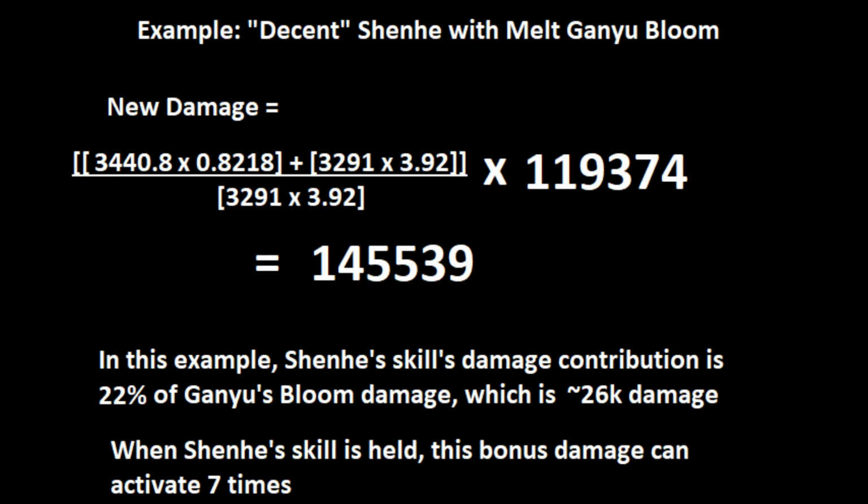and keep in mind that when Shenhe uses her hold skill, you can get the bonus damage 7 times. Now, this applies for all cryo damage, so if you do the bloom with Ganyu and hit 7 targets, it'll use up all that damage at once. If you hit 1 target with both Ganyu's bloom and the charge shot itself, that'll use up 2 charges.